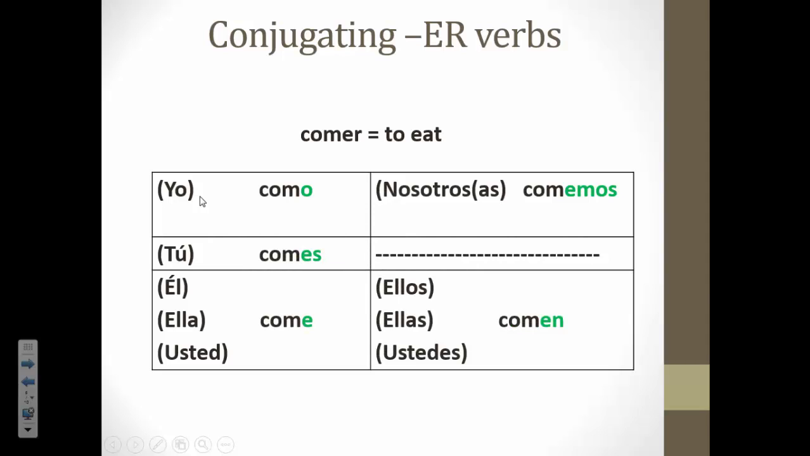Okay, so if we drop the ER and add O, we have como. If we drop the ER and add ES, we have comes. Okay, el, ella, usted is come. Nosotros is comemos. And ellos, ellas, ustedes is comen. Please fill in the chart for part D. Pause the video.